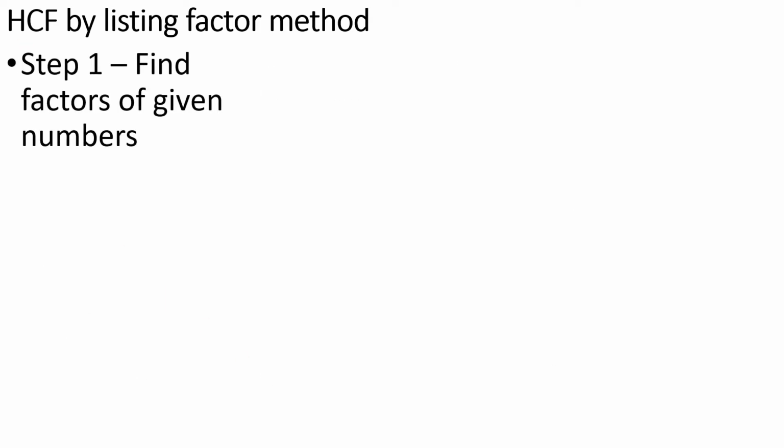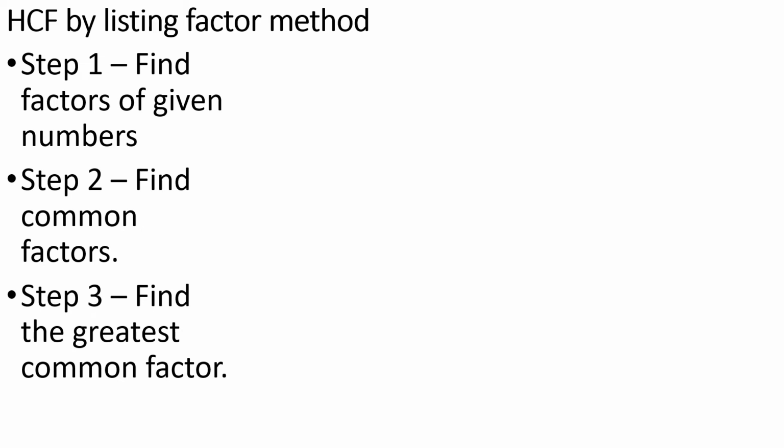So these are the 3 steps which we will follow for the listing factor method. Let us take another example. Find the HCF of 16 and 32. According to this process, at first we will find out the factors of 16 and 32.